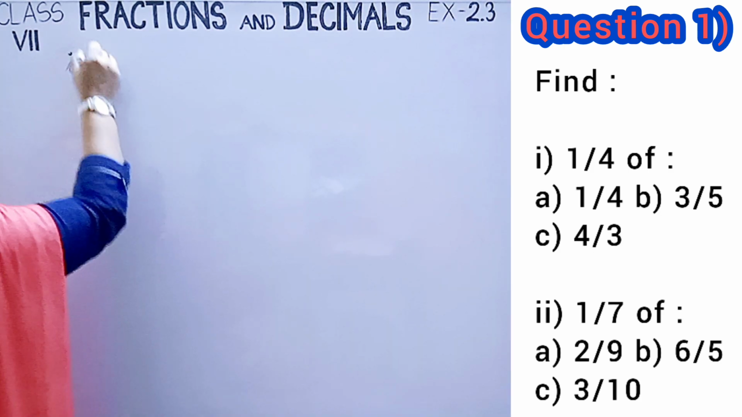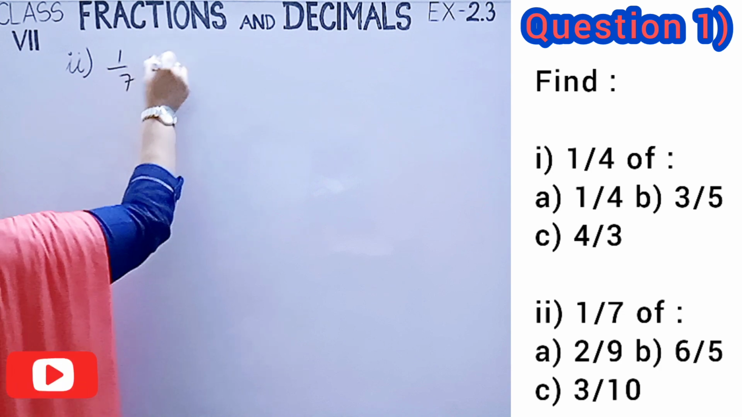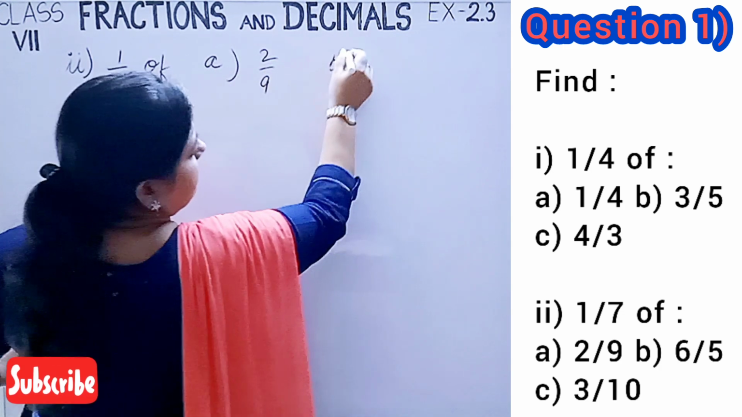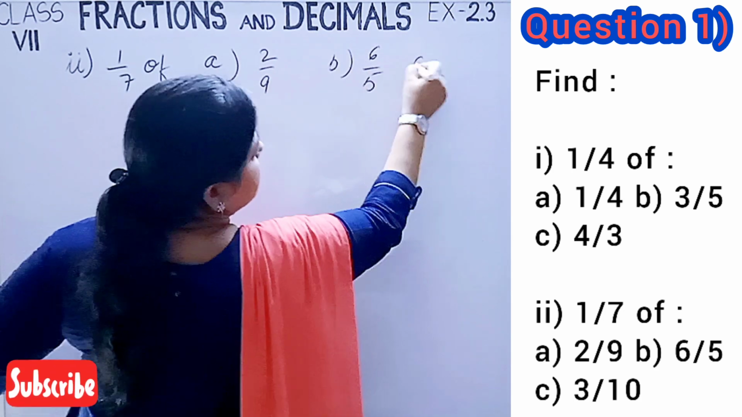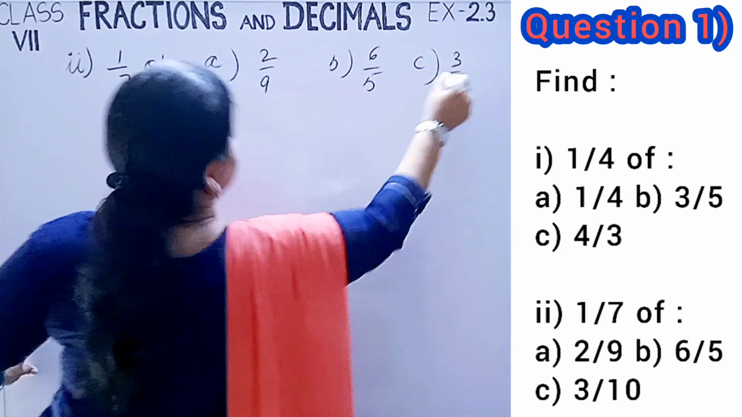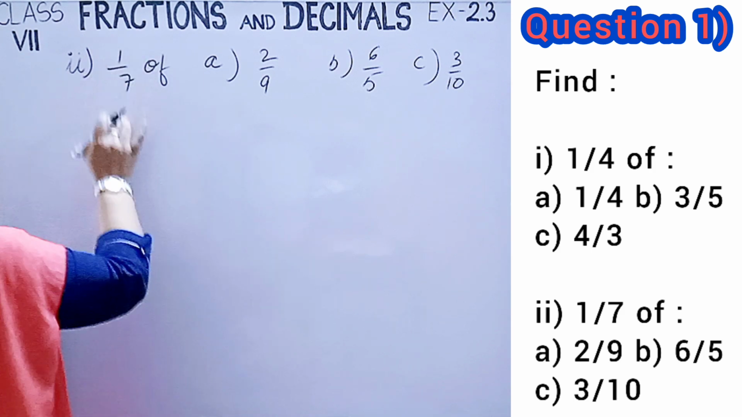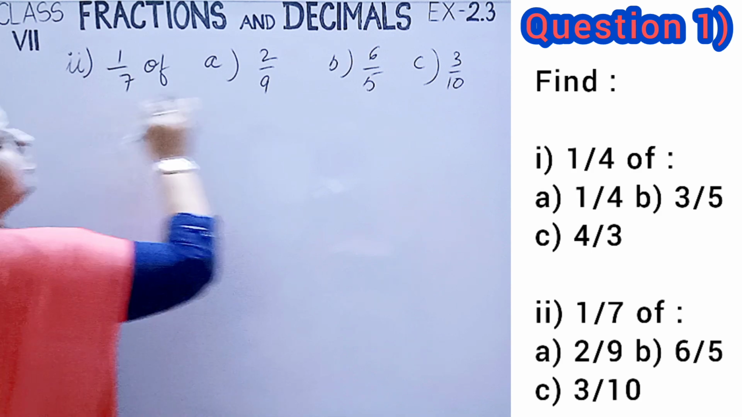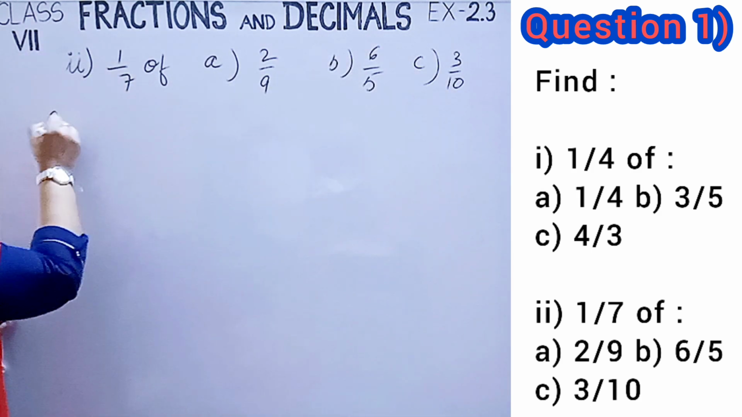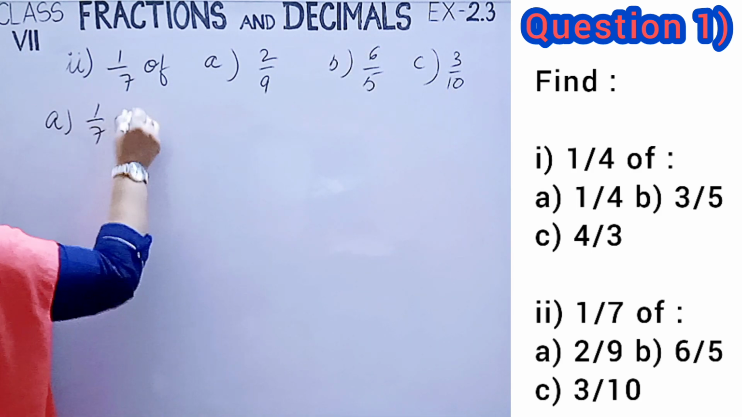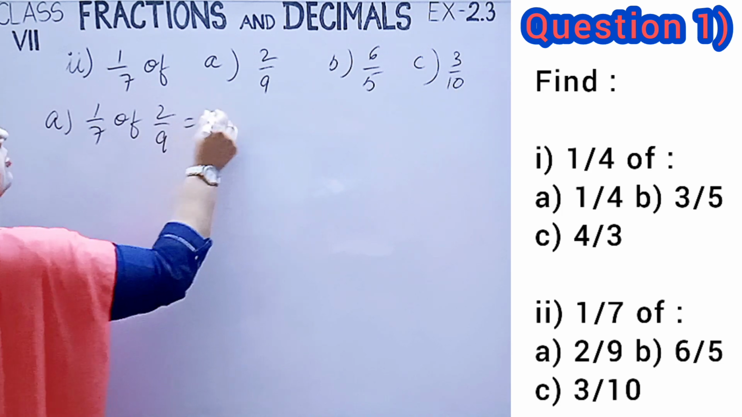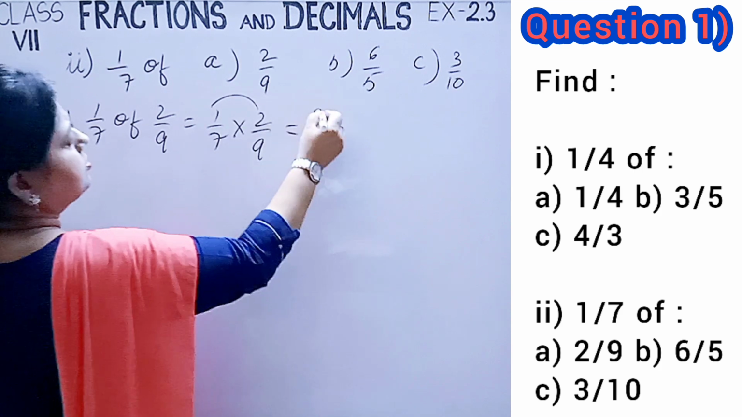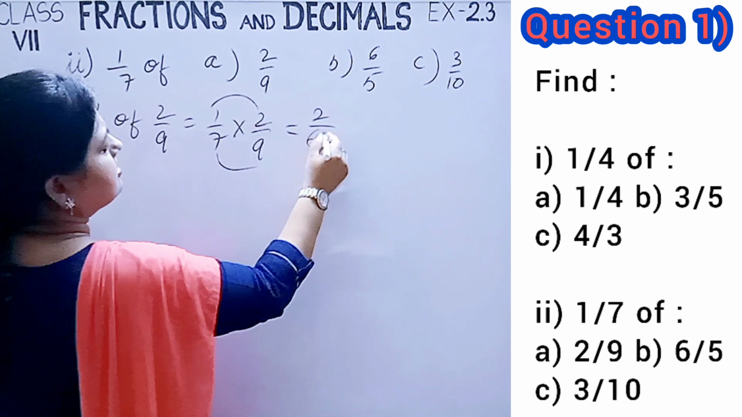Second part. 1 by 7 of A, 2 by 9, B, 6 by 5 and C, 3 by 10. So here we have to find out 1 by 7 of 2 by 9, 1 by 7 of 6 by 5 and 1 by 7 of 3 by 10. So A part, 1 by 7 of 2 by 9. So 1 by 7 into 2 by 9, 1 into 2, 2, 7 9s are 63.